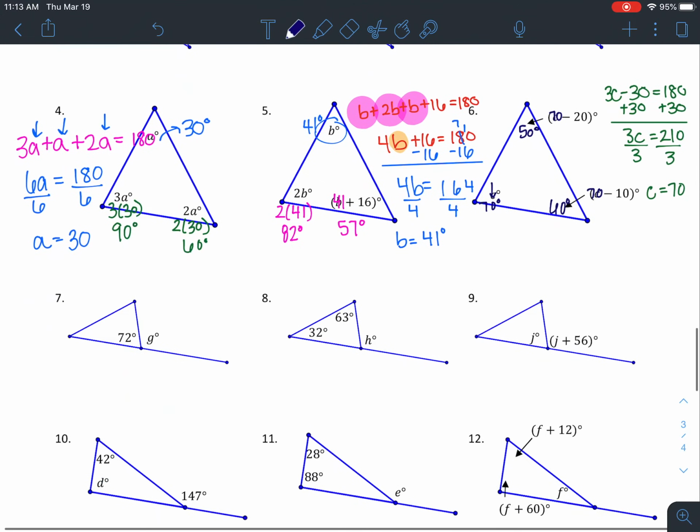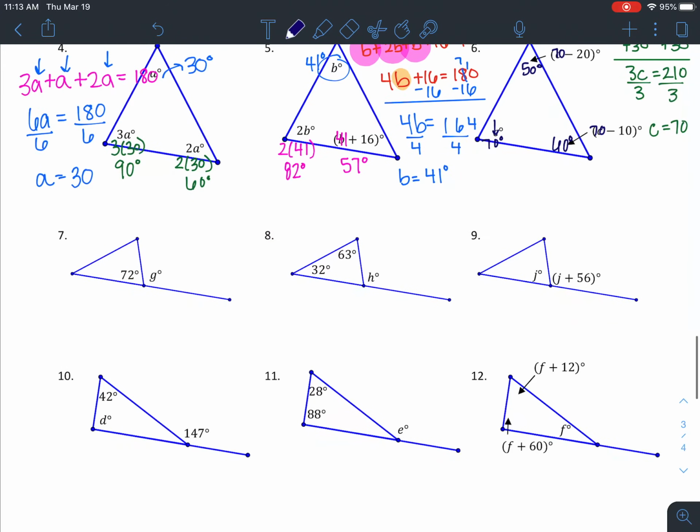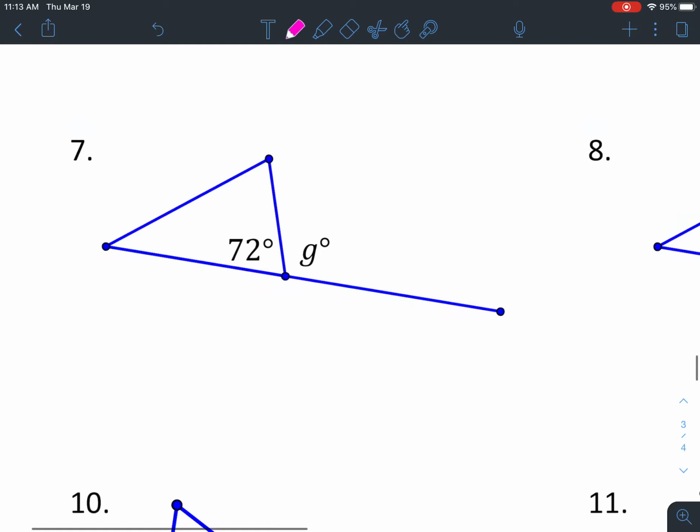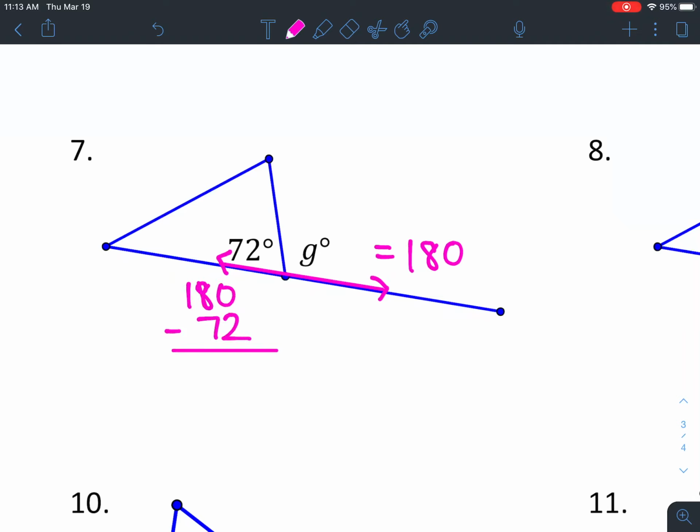All right, let's move on to exterior angles. So look at number 7. These two together form a straight line. So from last week, remember those are supplementary angles. So together they have to equal 180. So to find g, 180 minus 72. g would be 108 degrees.